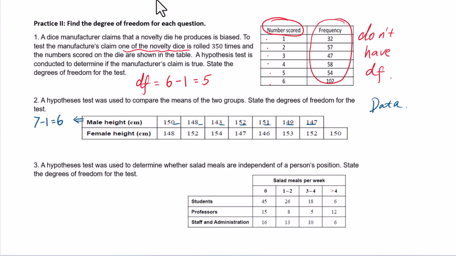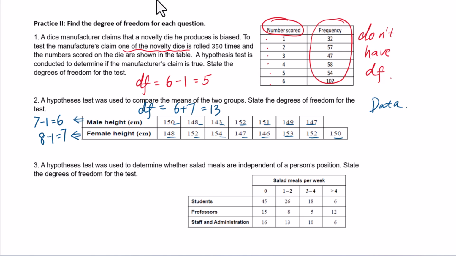Female height, 1, 2, 3, 4, 5, 6, 7, 8. Degrees of freedom for female height is 8 minus 1 equals 7. So the degrees of freedom for the test equals 6 plus 7 equals 13.